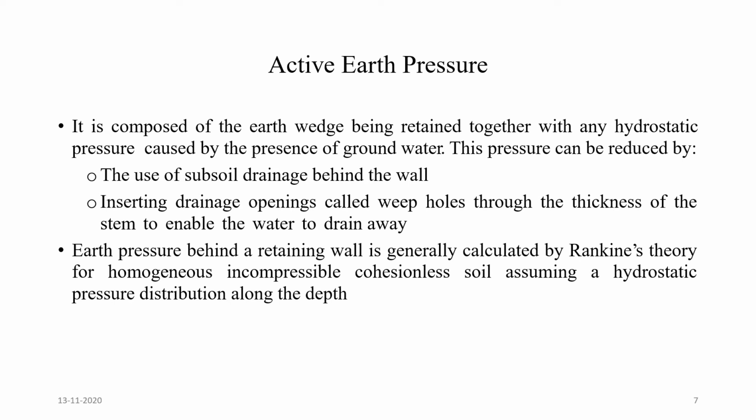Next one, active earth pressure. It is composed of earth wedge being retained together with any hydrostatic pressure caused by the presence of groundwater. This pressure can be reduced by the use of subsoil drainage behind a wall, inserting drainage openings called weep holes through the thickness of the stem to enable the water to drain away. Earth pressure behind a retaining wall is generally calculated by Rankine's theory for homogeneous, incompressible, cohesionless soil, assuming a hydrostatic pressure distribution along the depth.